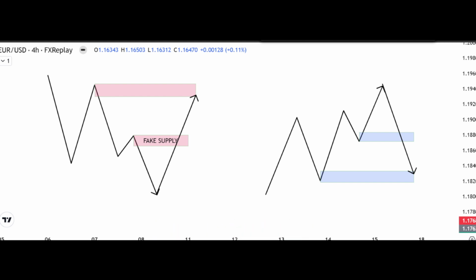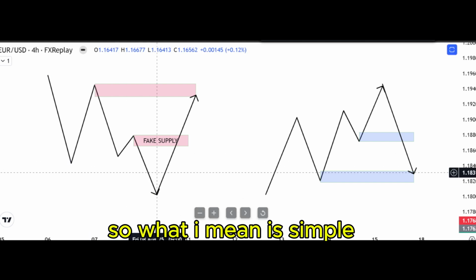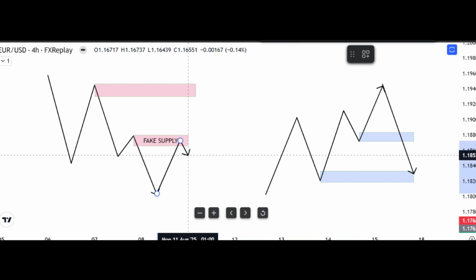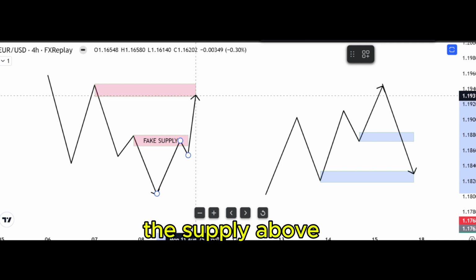So the logic is, smart money builds a zone, induces retail into the wrong side, then mitigates that zone to push price the other side. So what I mean is simple. Price mitigates the fake supply, reacts on it, then breaks it to mitigate the supply above.